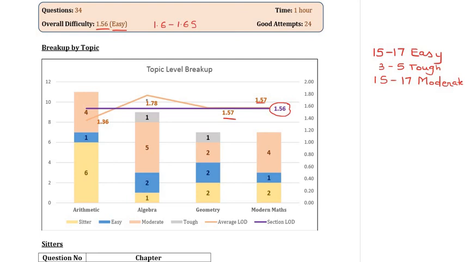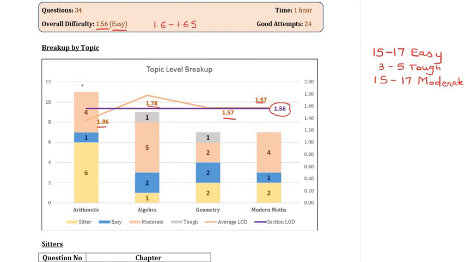Whereas in the other two areas, very clearly arithmetic was the one that brought down the difficulty level, while algebra was the one that took up the difficulty. So if I look at this overall section, algebra was the toughest part of this mock, whereas arithmetic was the simplest. Geometry and modern math were representative of the overall section in their own ways. Let's further break this up and see how these areas were devised.